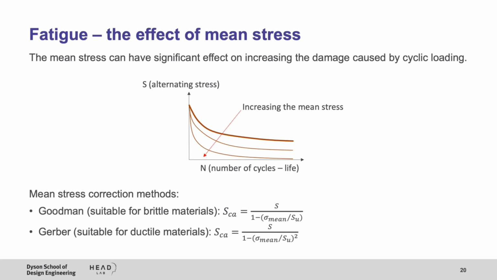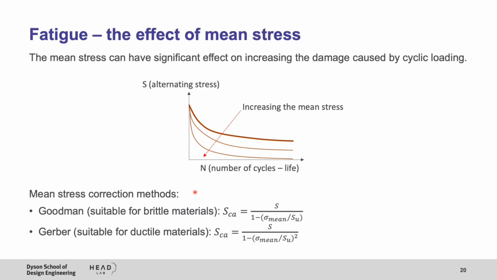The mean stress or the average stress can have a significant effect on increasing the damage caused by cyclic loading. The SN curve shown here shows this effect by lowering the SN curve as the mean stress is increased. You can see as we're increasing the mean stress, this SN curve is reduced. However, we usually do not change the SN curve. Instead, we increase the alternating stress by using certain equations.